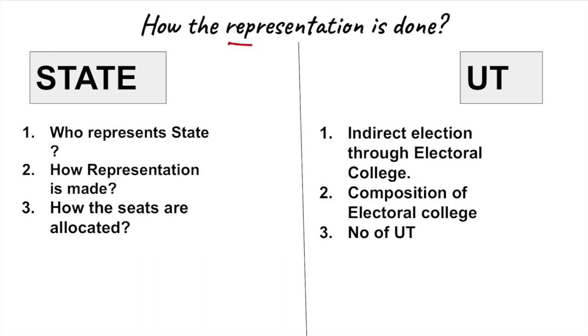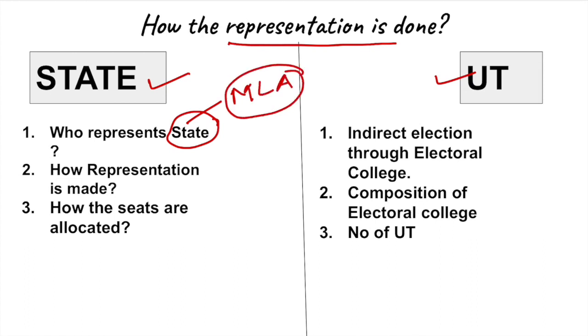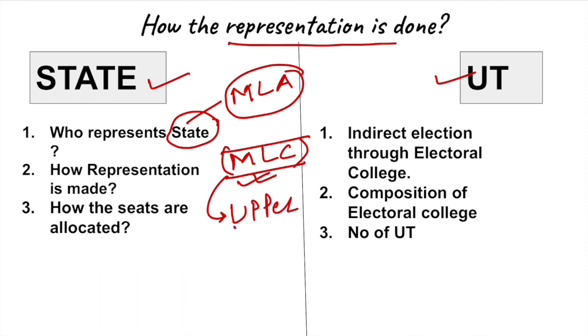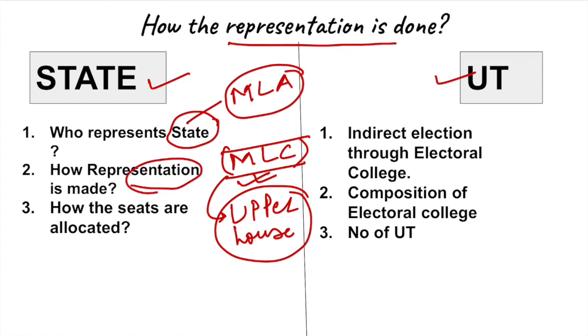Now coming to how the representation is done from states and union territories. Now the question is, who represents a state? Basically, a state is represented by the elected members of a state legislative assembly. Now you need to know that the MLC does not take part in the election of the Rajya Sabha. Who are MLCs? MLCs are the members of the upper house, that is, the legislative council of the state. Understood?